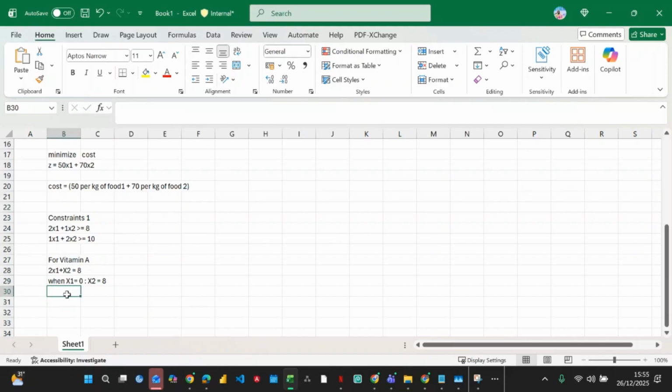Nice. So now we will do the other one and then we will see. Just to explain this: when x1 is equals to 0, then x2 is equals to 8. What that means is that we are using only one food. What happened here? X1 is equals to 0, so we are left with x2. Now what's x2? X2 is food 2. That means no food 1 is used in this whole thing.